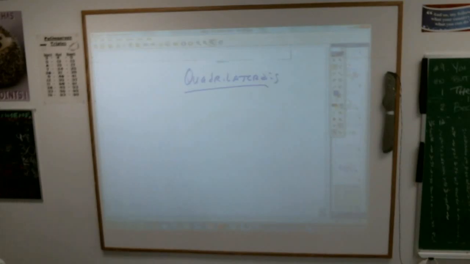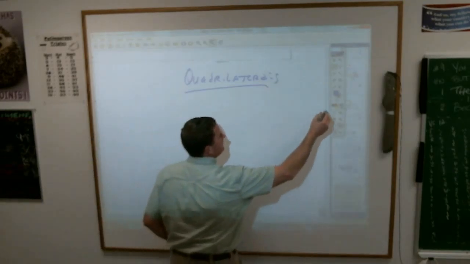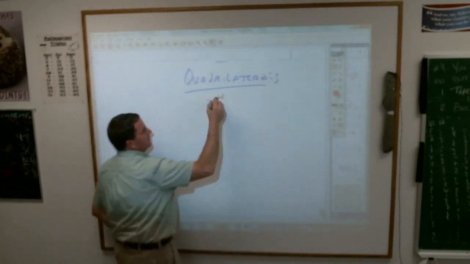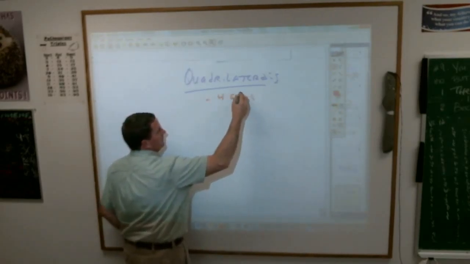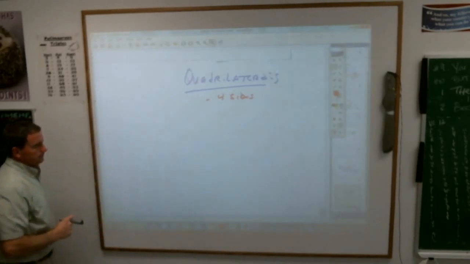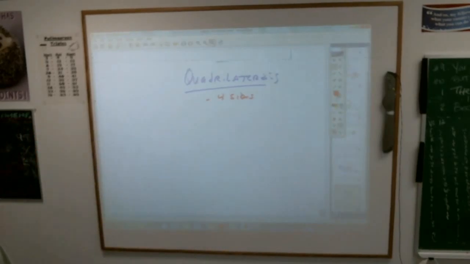Quadrilaterals meaning what, Alex? What's a quadrilateral? Anything that has four sides. Yeah, four sides. I suppose we should start by this. There are things that classify as a bunch of things.